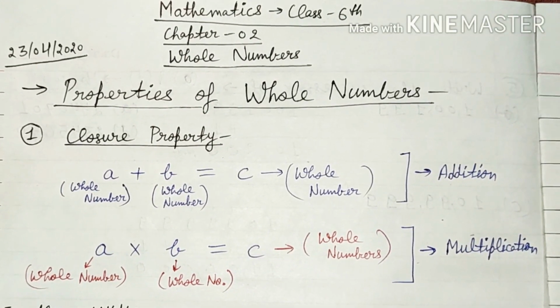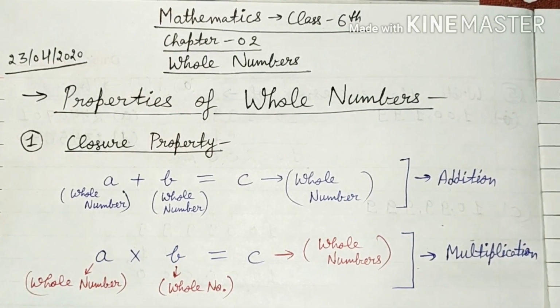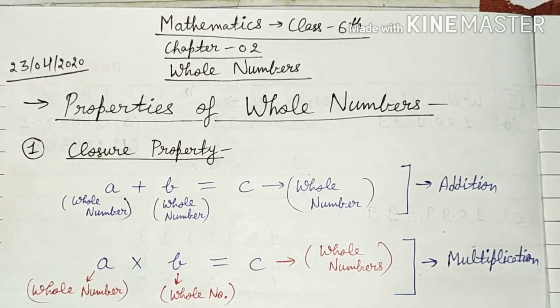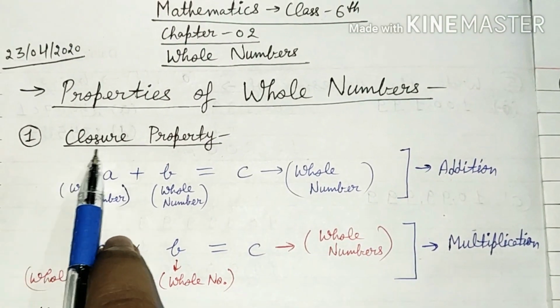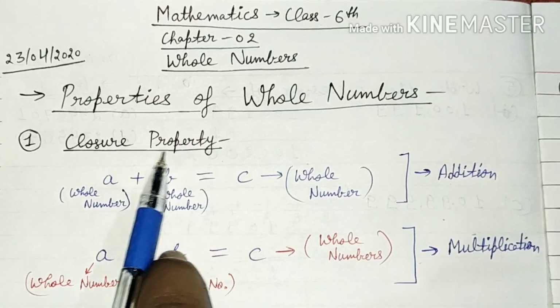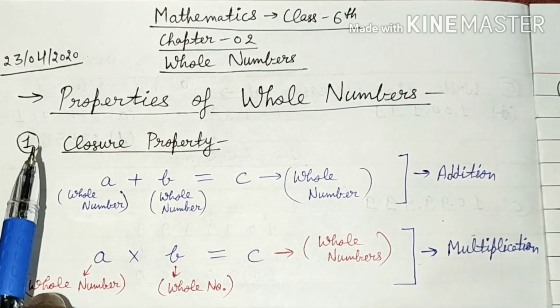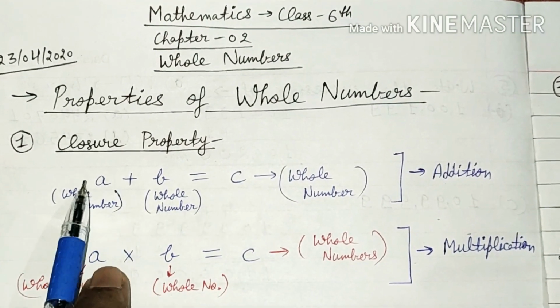Good morning, students. Today we will study some of the important properties of whole numbers. So the first property is closure property. Closure property says that the sum of any two whole numbers is always a whole number.